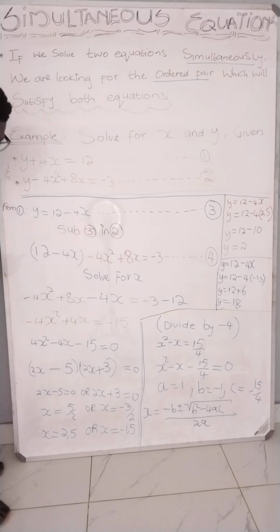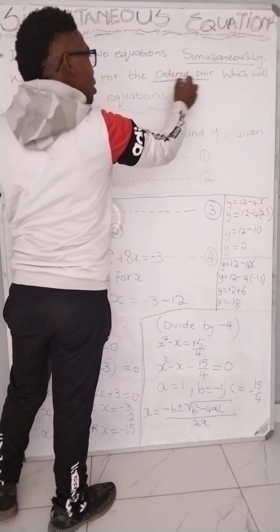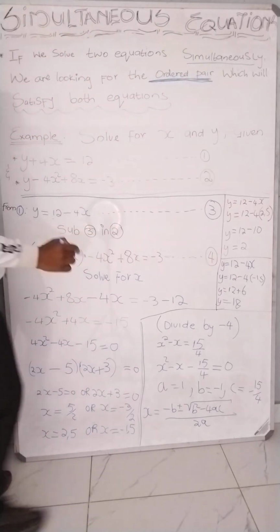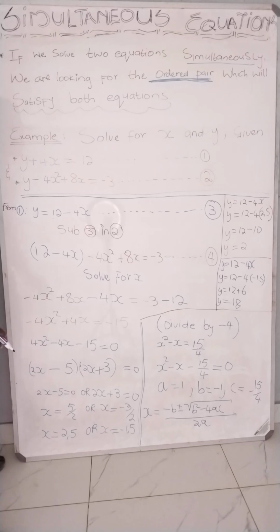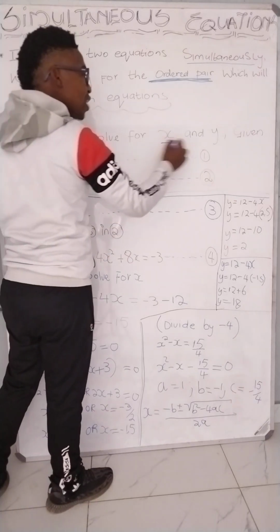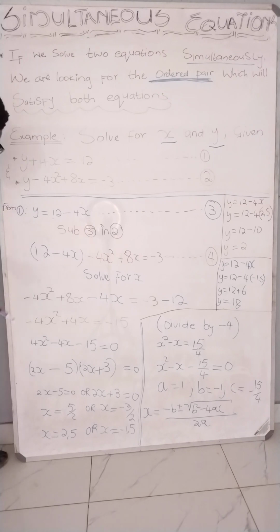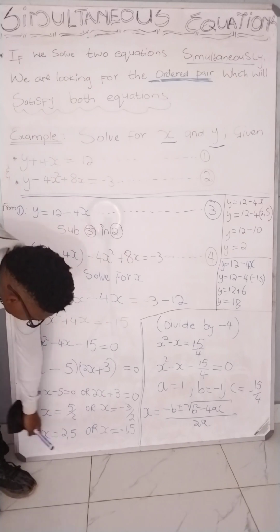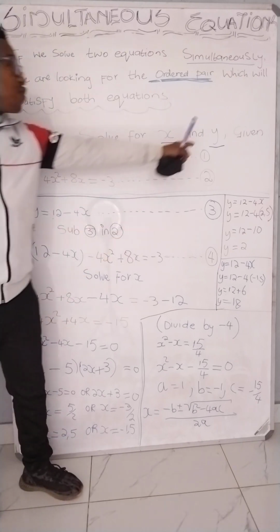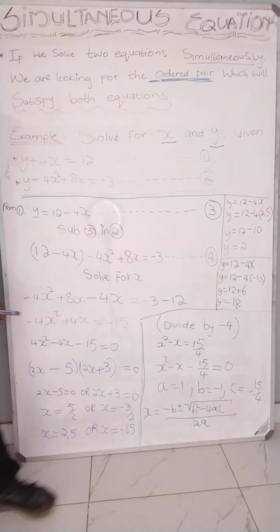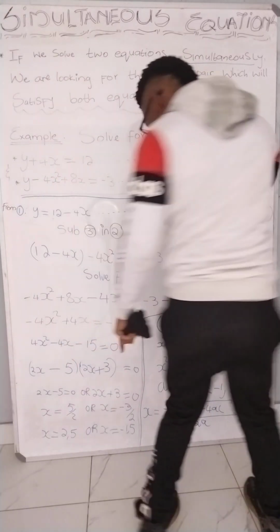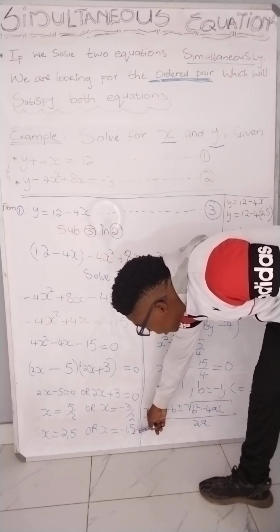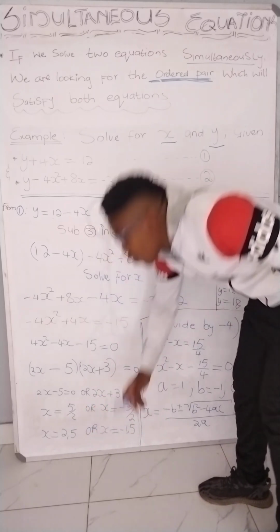Now, when you finally get the values of x in simultaneous equations, you are going to look for the ordered pair. Here, you only found the values of x. You were asked to find the values of x and y. So when x is 2.5, what is the ordered pair, what is the value of y? What is the ordered pair? So then you say, okay, fine. Or when x is negative 1.5, what is y? When x is positive 2.5, what is y?